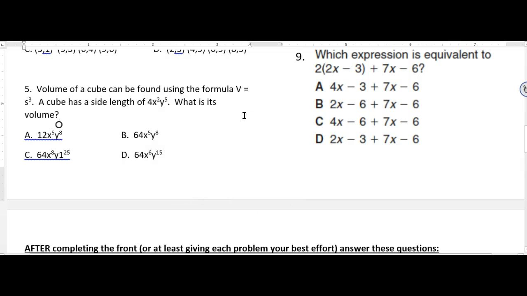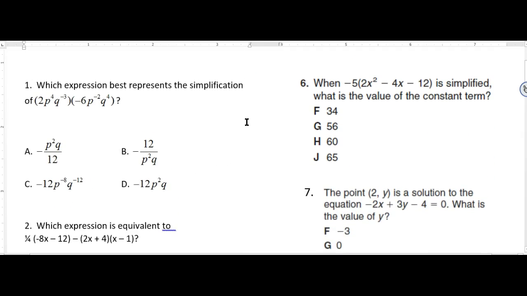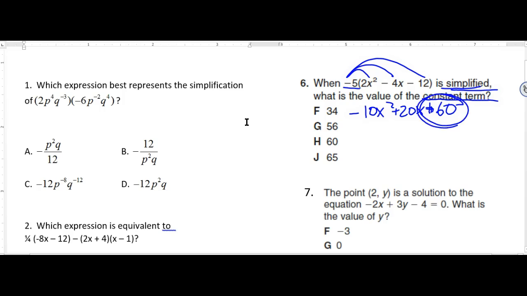Number 6. Scroll back up. Simplify again. 90% of the time when you simplify, all you're doing is distributing and combining like terms. So I have a negative 5 times 2x squared gives me negative 10x squared. Negative 5 times negative 4x is positive 20x. Negative 5 times negative 12 is positive 60. All they are asking for is the constant term. Well, a constant term is a term without a variable. So in this case, it's the plus 60. H.